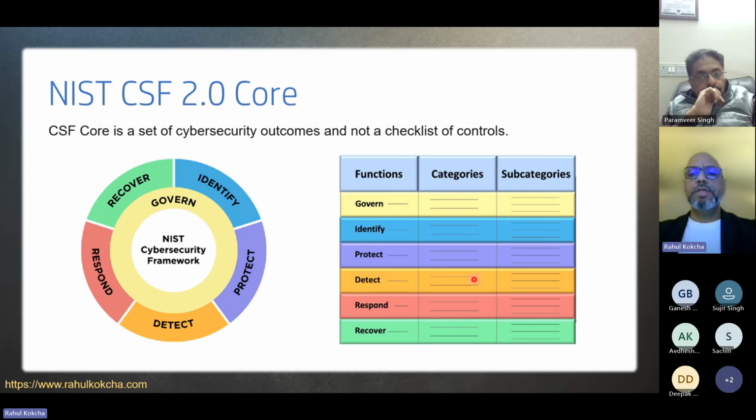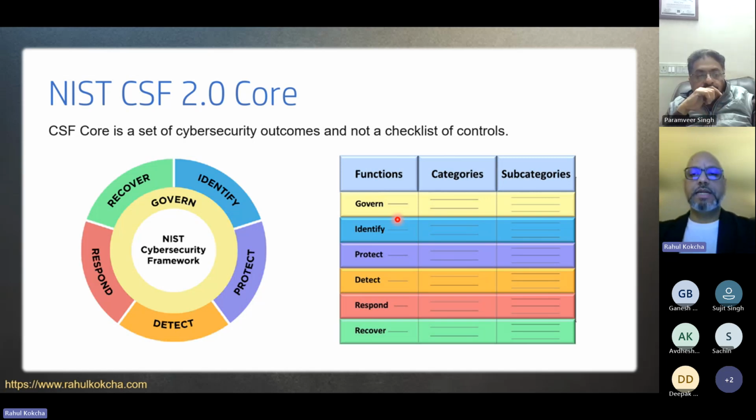Here, the term requirements fits when we talk about a standard. When we talk about a framework, it is more of guidelines. All the subcategories are basically the guidelines. They are grouped together in categories, and those categories are grouped together in functions. So this is how it is structured.